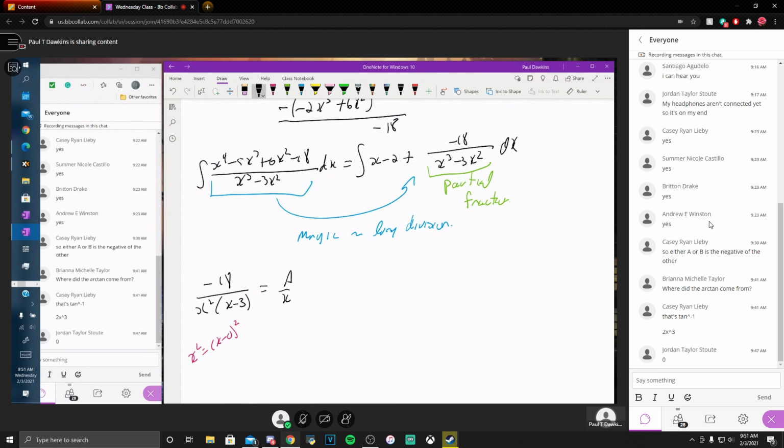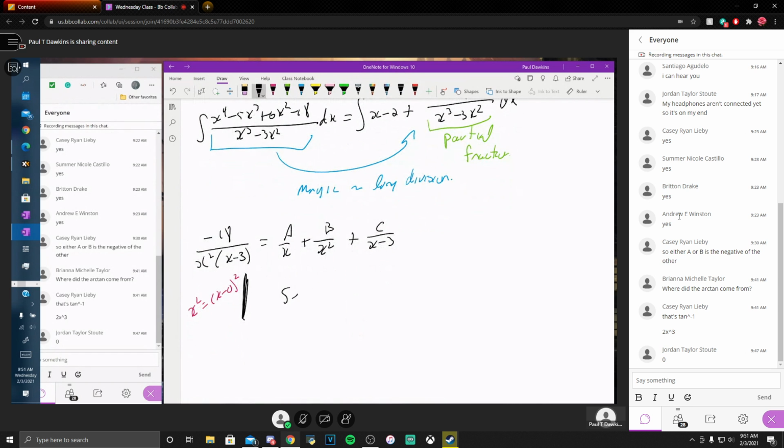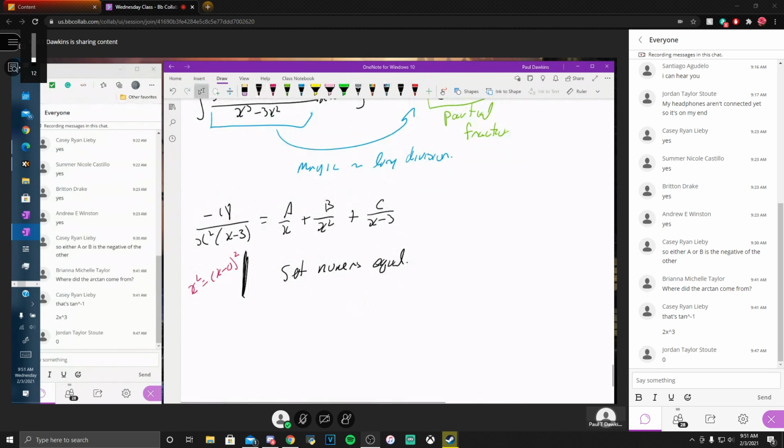x minus 0 is just an x. Plus b over x squared, or x minus 0 quantity squared, but again, we don't need the 0. And then plus c over x minus 3. That makes sense, everybody? That is the best way to deal with these x's to powers, in my opinion. Let's set our numerators equal, unless there's any questions, of course. Get our minus sign there.